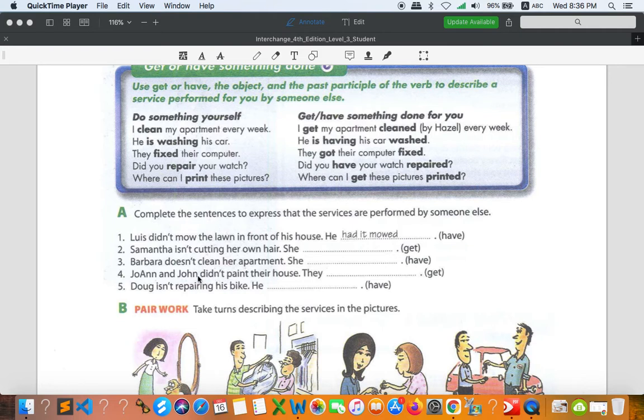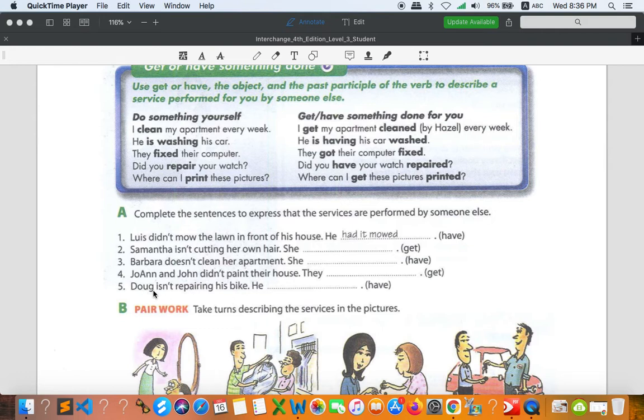Just listen along with the answers right here. Number 4, Joanne and John didn't paint their house. Look at the tense, past. The subject is they. The verb given is get, so you have to change it to got. So they got it painted. What is it? Their house. The verb is paint, so you change it to the past participle, painted. So once again, they got it painted.